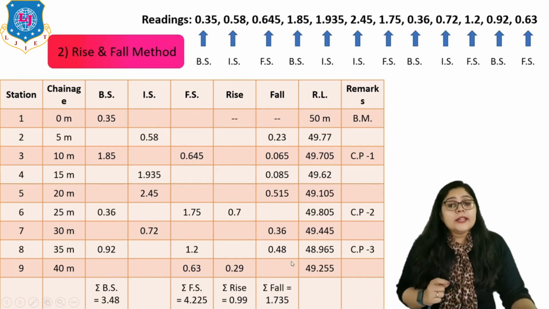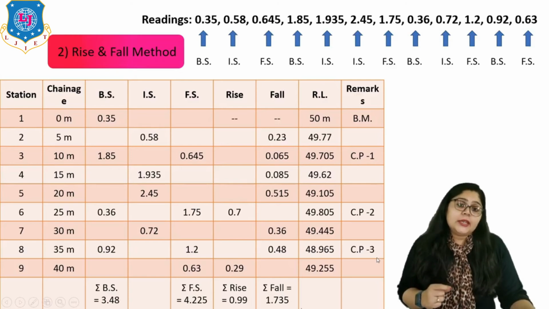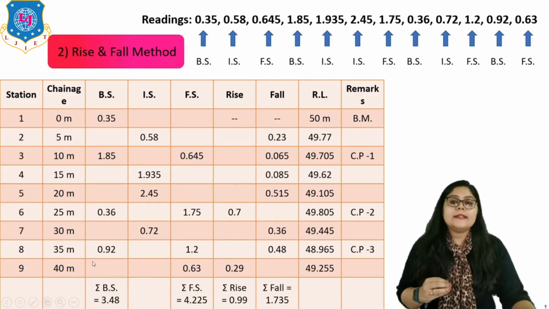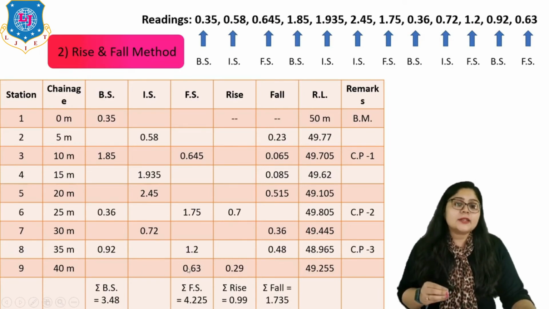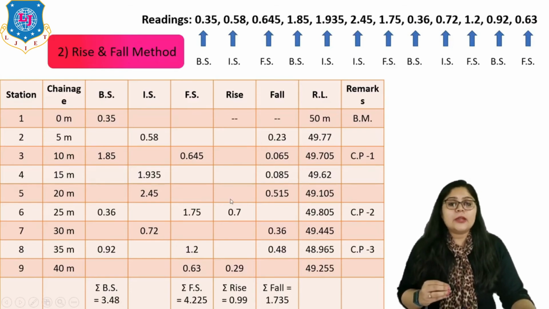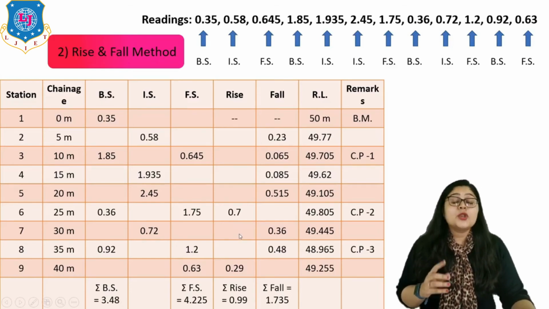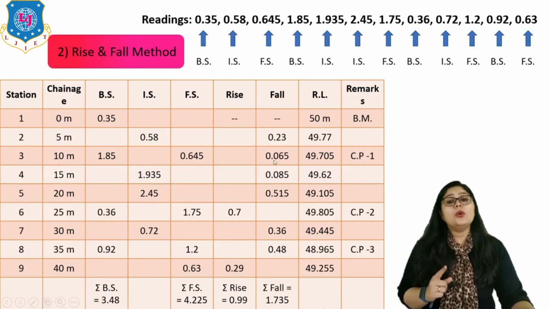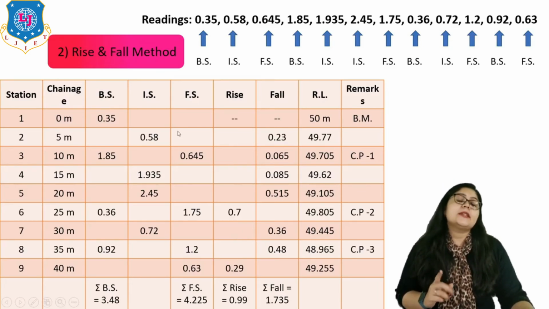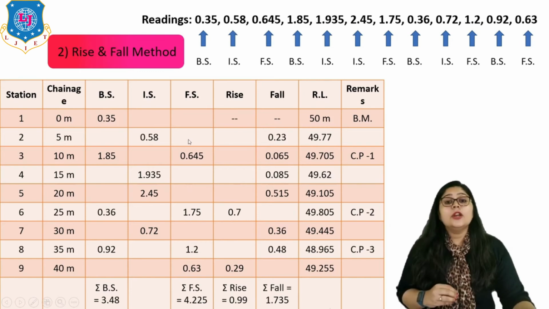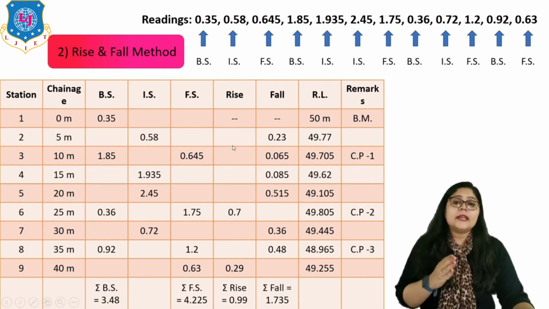Now, it is indicating that it is change point 3. I have to stop over here and simply do BS minus FS, as there is no IS available. So BS minus FS will give me the positive answer, which is 0.29. So I will put that value in the rise column, right? So this is the way I am putting the value of rise and fall according to the BS, IS and FS.